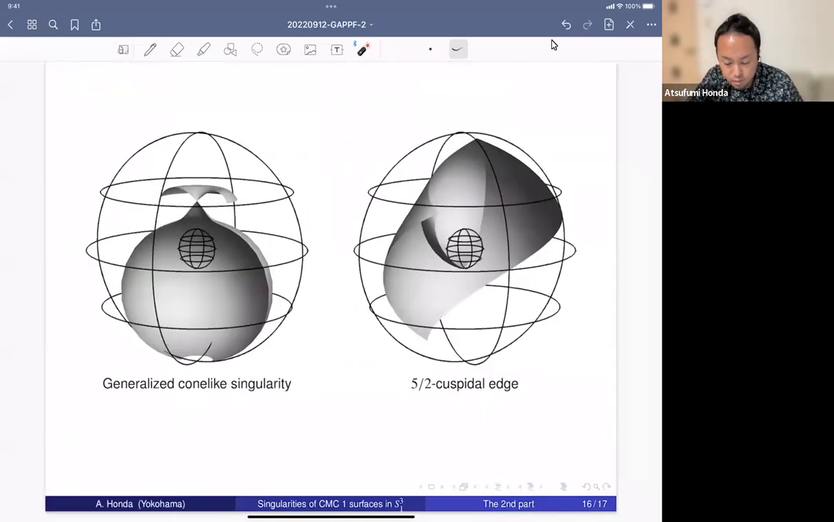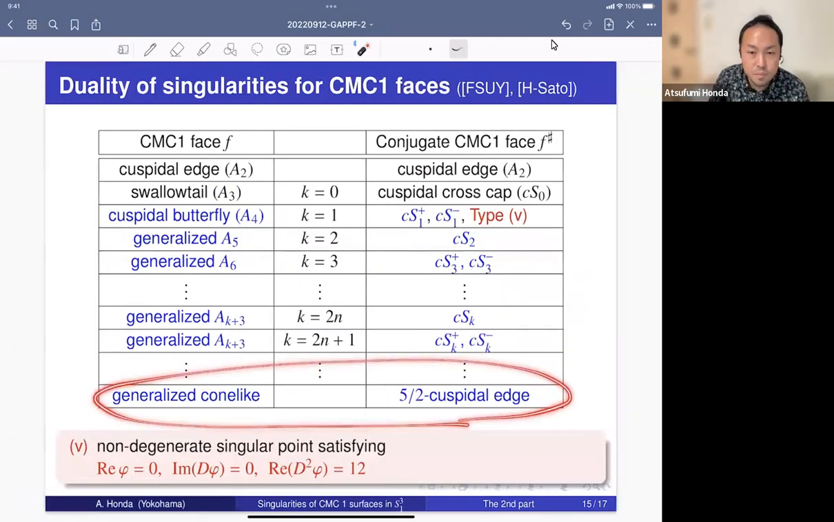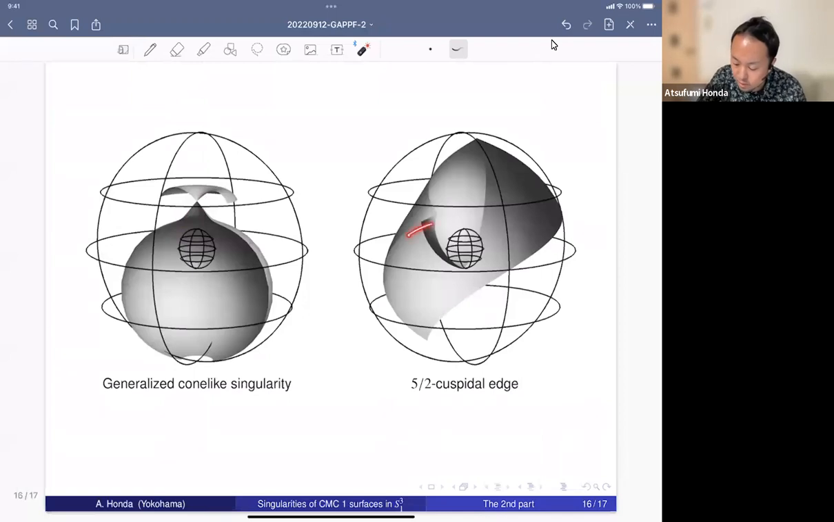So this is a figure of conelike singularities and the conjugate CMC-1 faces. We can easily observe from this figure that this is not a fold singular point. So what is the singular point? According to this table, it is 5/2 cuspidal H.